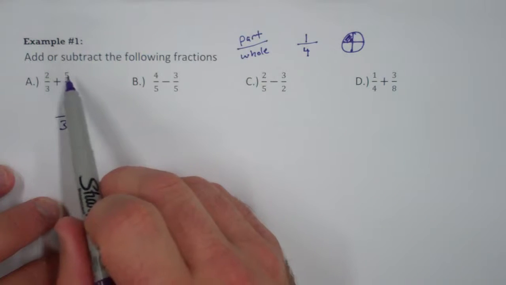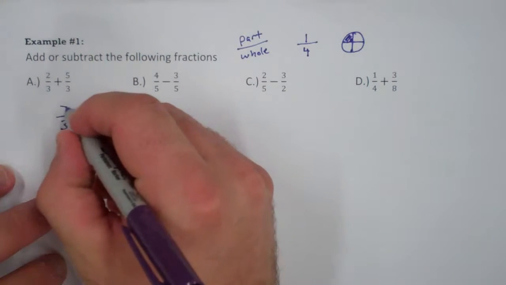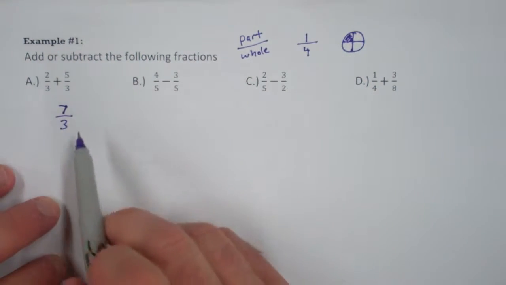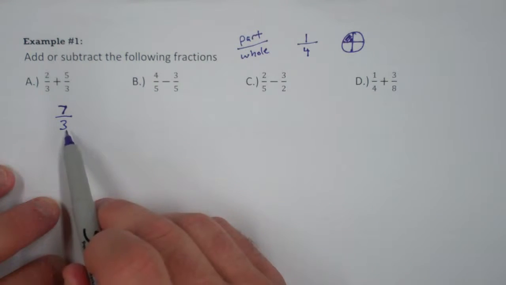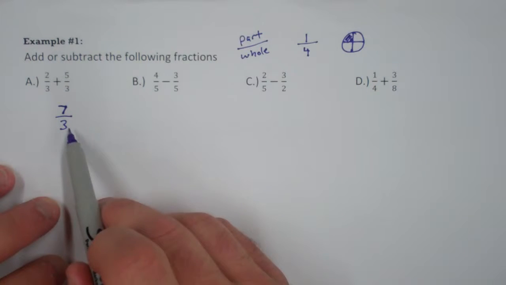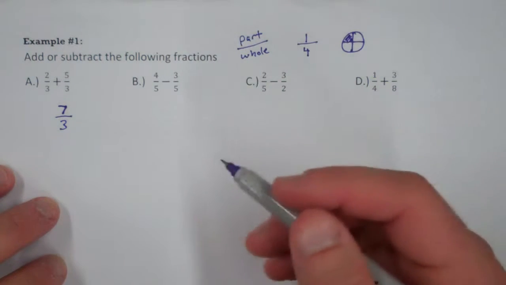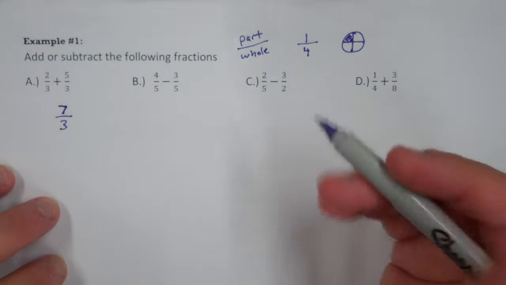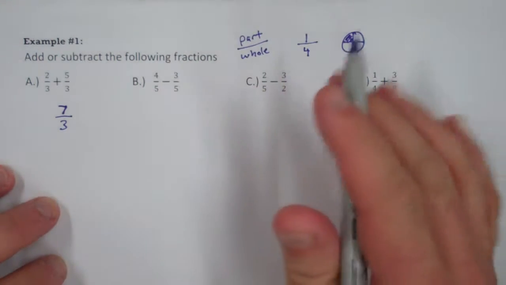So we add the numerators together. 2 plus 5 is 7. If we can divide the numerator and the denominator by the same number evenly, then we should. In this case, though, 3 and 7 are both prime numbers, and neither one shares any factors other than 1 in common, and so we're good.